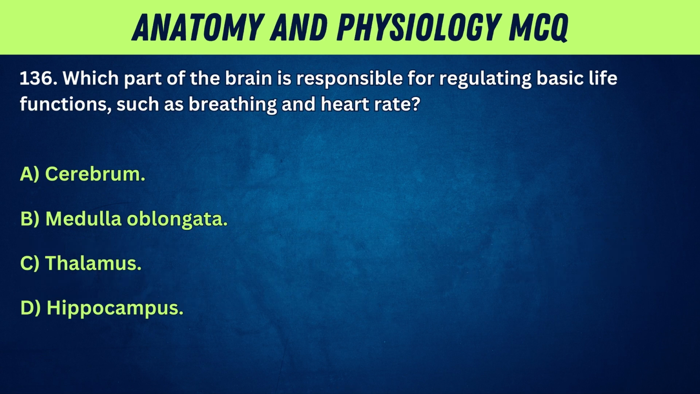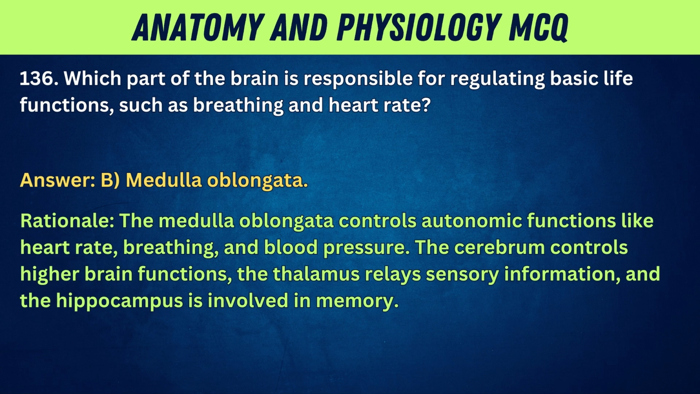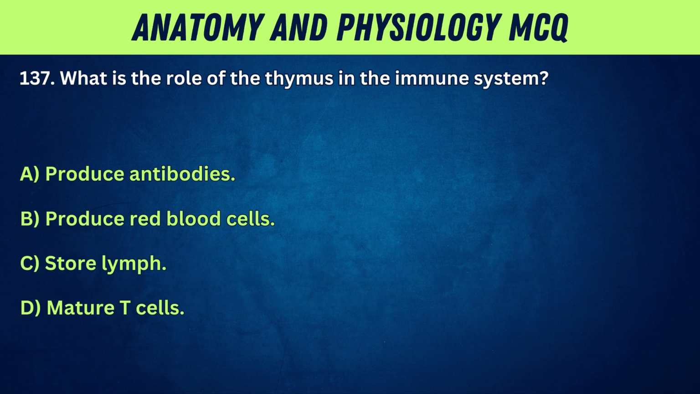136. Which part of the brain is responsible for regulating basic life functions, such as breathing and heart rate? A. Cerebrum. B. Medulla oblongata. C. Thalamus. D. Hippocampus. Answer: B. Medulla oblongata. Rationale: the medulla oblongata controls autonomic functions like heart rate, breathing, and blood pressure. The cerebrum controls higher brain functions. The thalamus relays sensory information, and the hippocampus is involved in memory.